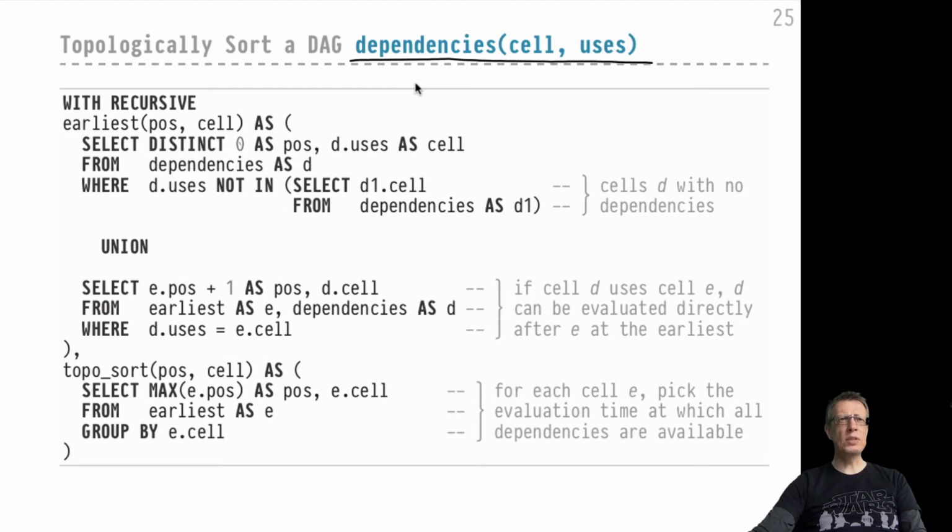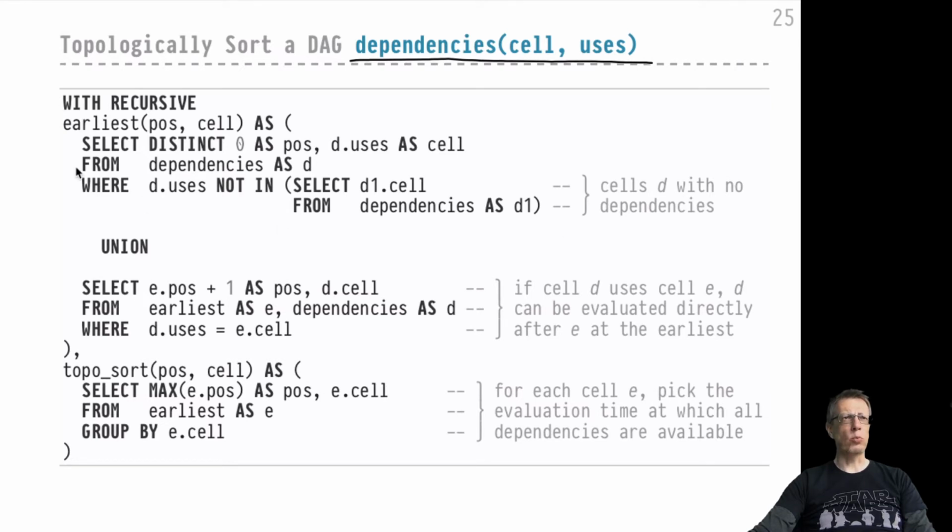So we are given the dependencies table. This cell uses this other cell. All right. We would start this topological sorting by finding all those cells that are being used or referenced, but themselves have no further references. These are the leaves of our DAG.